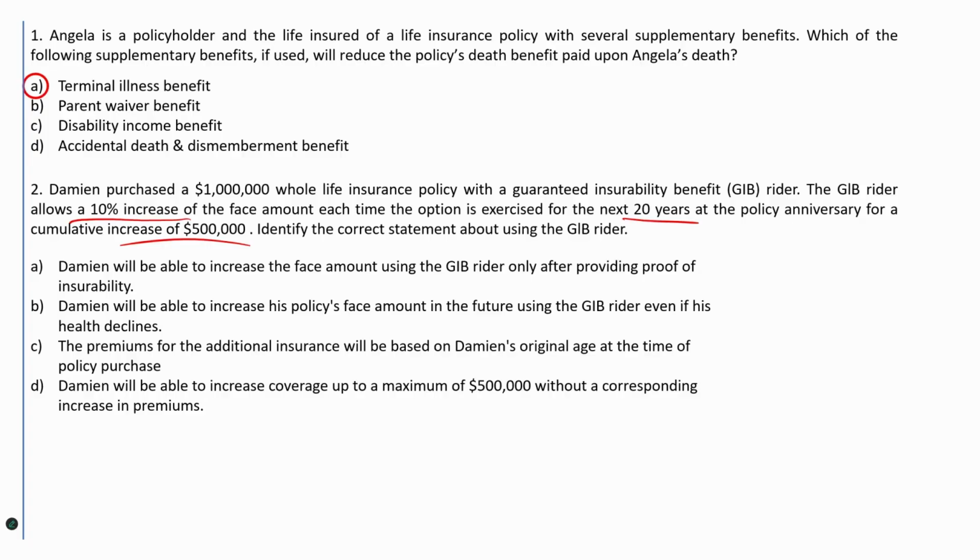Now identify the correct statement about using the GIB rider. Let's go with the first one. Damien will be able to increase the face amount using the GIB rider only after providing proof of insurability, which is wrong because, as we mentioned, the GIB rider is actually avoiding that proof of insurability.